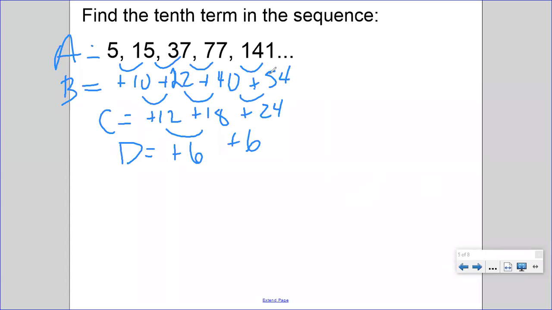Yeah, this should definitely be 64. There you go. All right, now try it out.